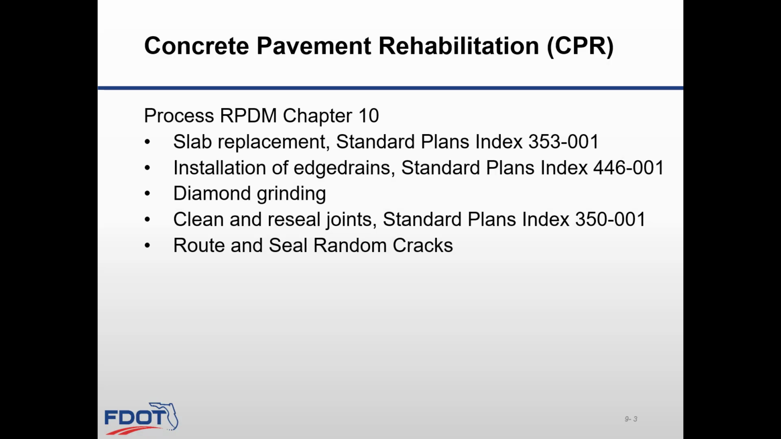There are several pavement rehabilitation options for rigid pavements. One option is concrete pavement rehabilitation, CPR. This option includes slab lip replacement, installation of edge drains, diamond grinding, cleaning and resealing of joints, and routing and sealing random cracks. This option will be used when the life cycle cost of concrete pavement rehabilitation is less than the cost of other alternatives.